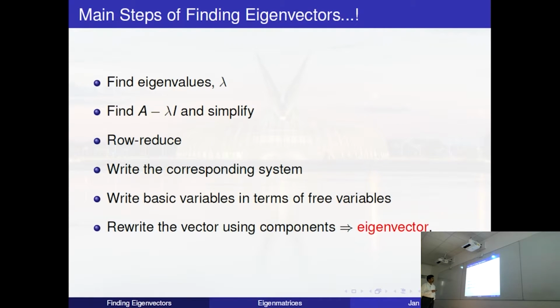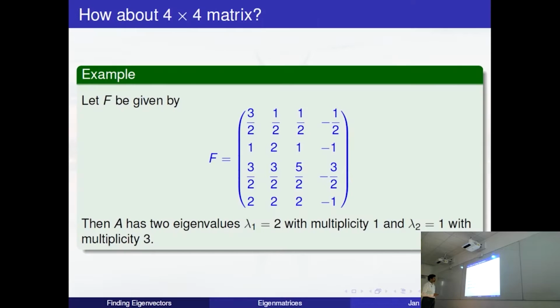So we can find the eigenvalues, and then we plug in the values there and simplify, and then we do the row reduction. After the row reduction we write the corresponding system, and then we solve for basic variables in terms of free variables. Then we write the vector, and once you write the vector in parametric vector form, you get the eigenvector. So there are 1, 2, 3, 4, 5 steps for such a problem.